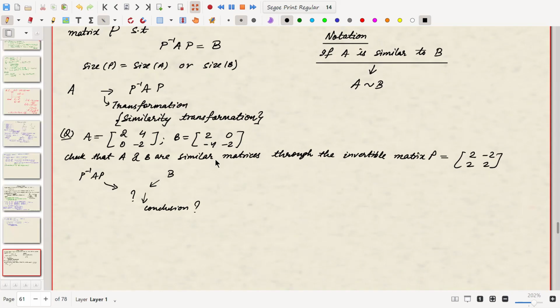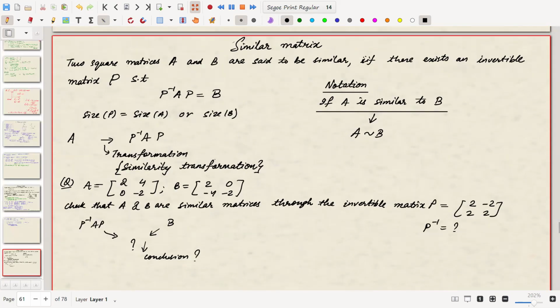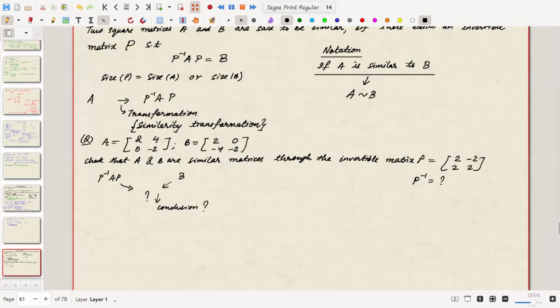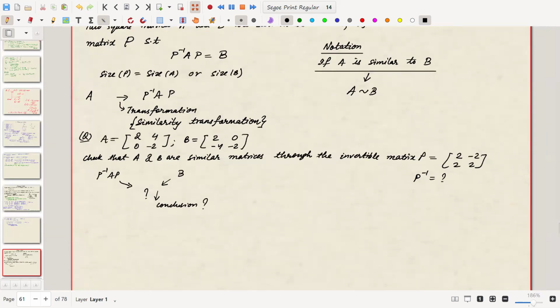Compute P inverse AP. If P is this, what is P inverse? I'll wait for you. You have to compute it. Tell me soon. So P inverse AP is equal to B, and therefore you can conclude that A and B are similar.